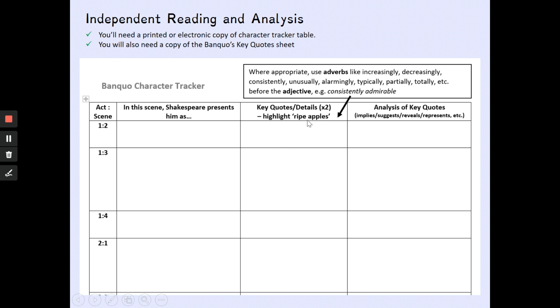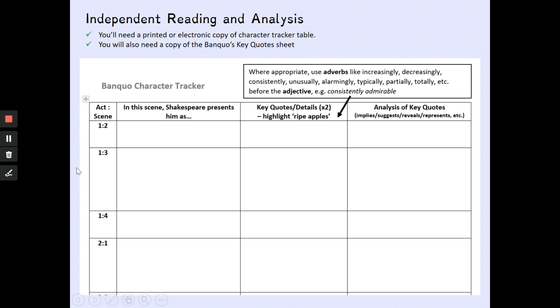And then it says here we're going to highlight ripe apples. What I mean by that is that when you select a quotation, you should always look for a word or a device within that quotation that you can analyse and explore further, because that shows a better understanding of language, a better understanding of writers' choices. So we will be highlighting ripe apples, and that will take us nicely to the analysis section, where we're looking at what is implied or suggested or revealed or represented by the language that Shakespeare has chosen.